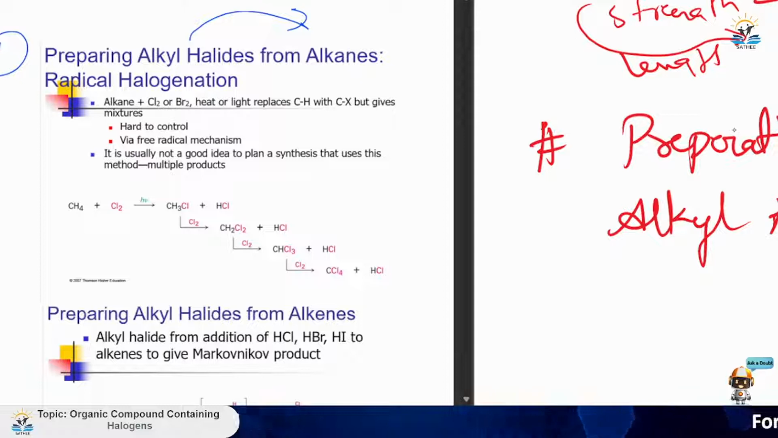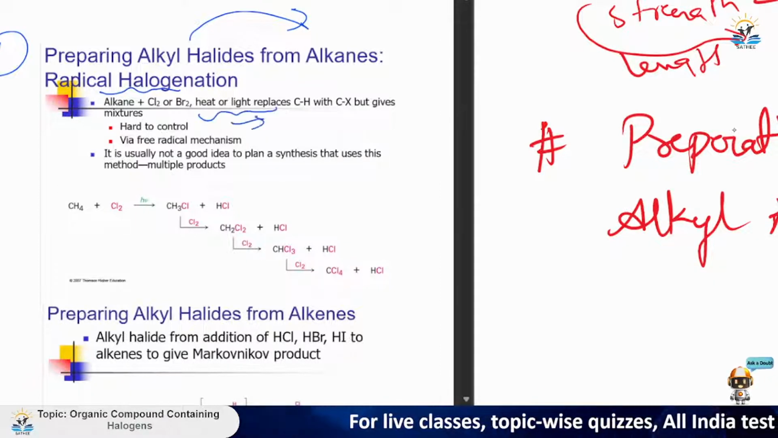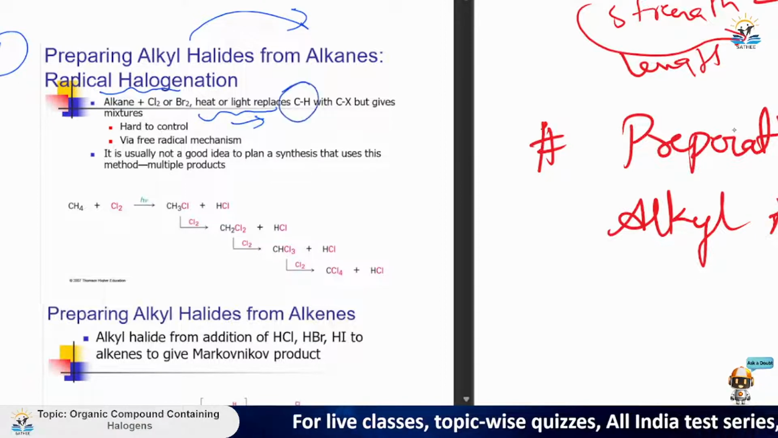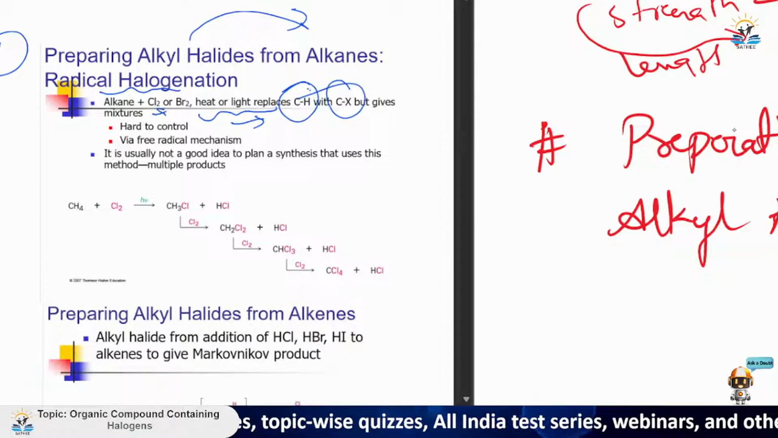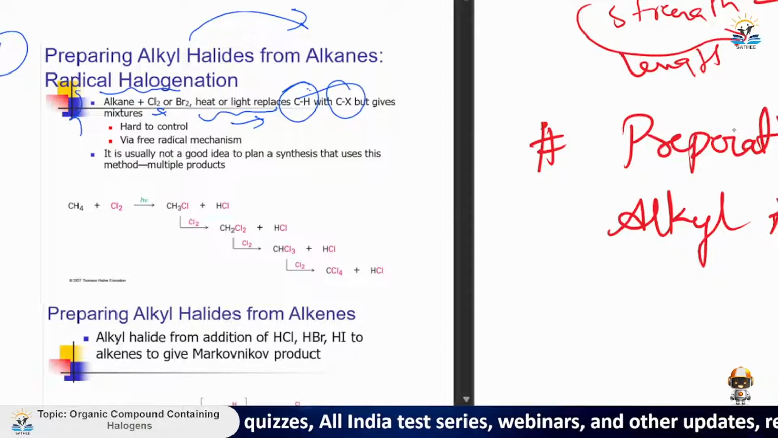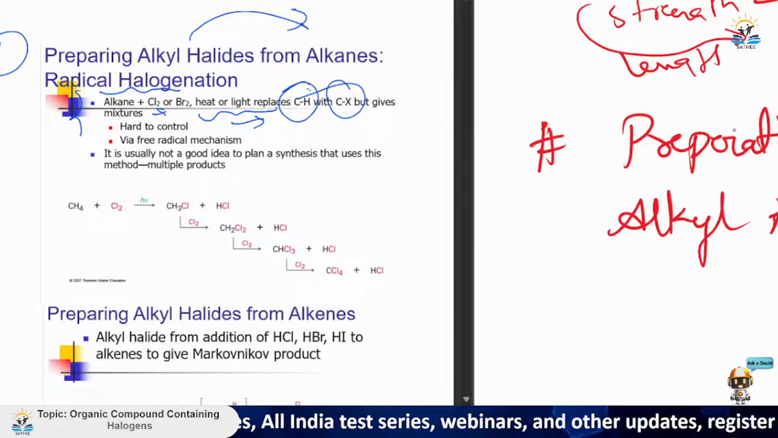So if we have alkanes, so no double bond, no lone pair, we'll do radical halogenation. That is, alkane plus Cl2 or Br2, passing heat or light. So the C-H bond will be replaced with a C-X bond, but it gives a mixture. So it is a simple rough idea of how the bonds are formed and how the halogenation is done here.